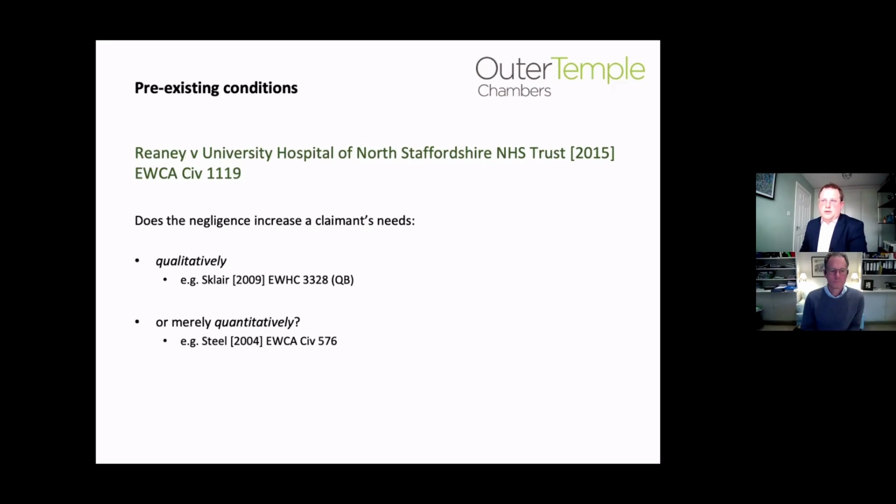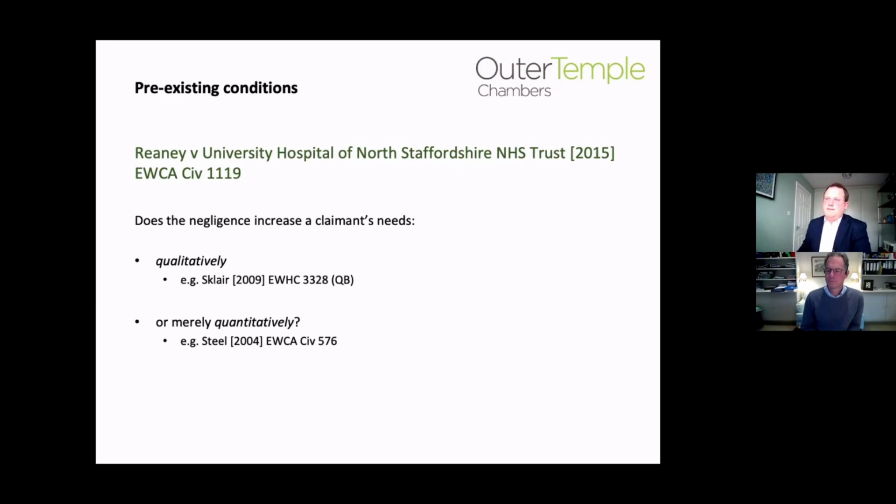The court distinguished two types of cases. There were those cases where the claimant's needs were quantitatively changed, even if they substantially or significantly increase, but effectively it's the case of more of the same. In those sorts of cases, the defendant's negligence only caused the additional need, not the underlying one. The court said that there are then other types of cases where the negligence makes a qualitative difference. In those sorts of cases, the needs are no longer the same type. In that kind of case, the negligence has caused the whole of the need in its different form. So in those sorts of cases, there is effectively no need for any form of deduction.